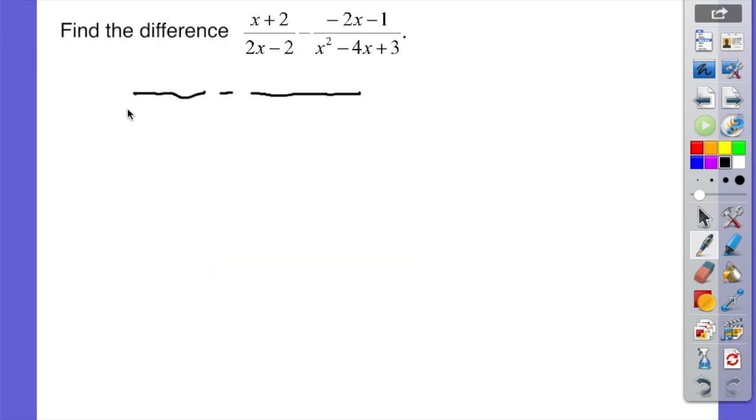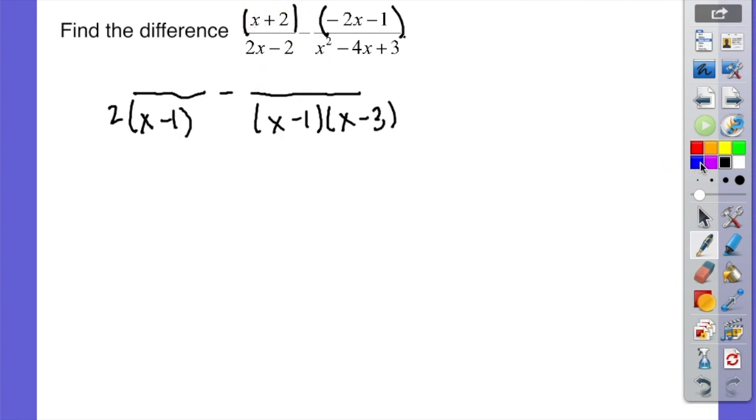Okay, so let's factor the denominator to see what each of them are missing. So I'm going to factor out a 2 here, x minus 1. And then what am I going to factor out here? Well, x minus 1. Good. x minus 1 and x minus 3. Good. And I want to make sure to put parentheses around here. It's important.